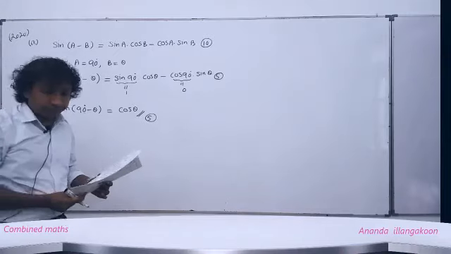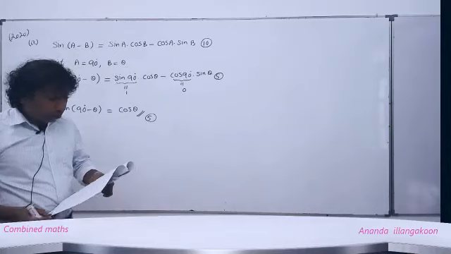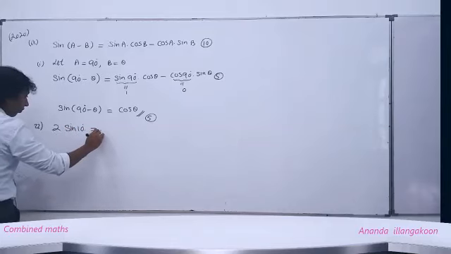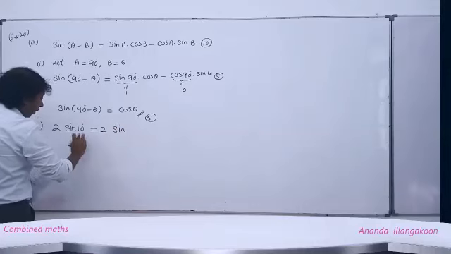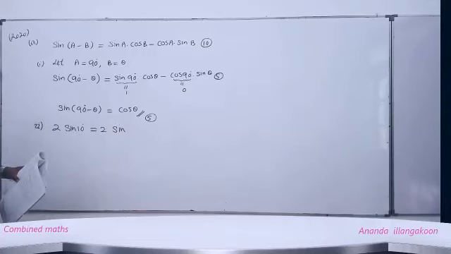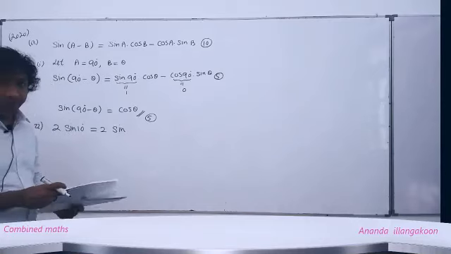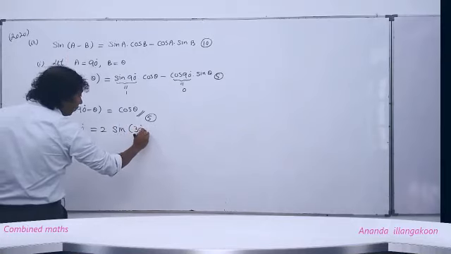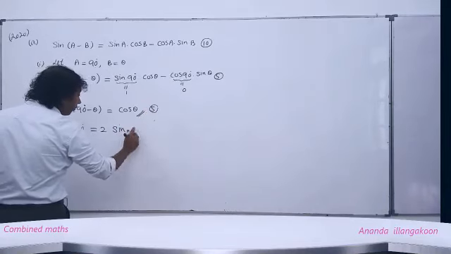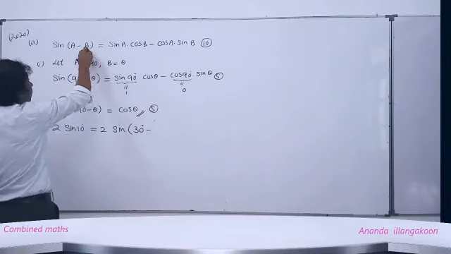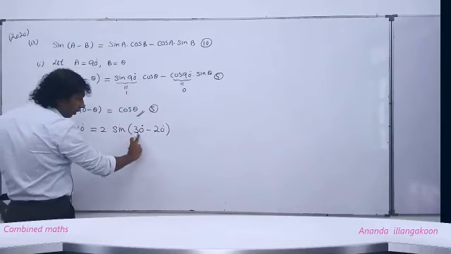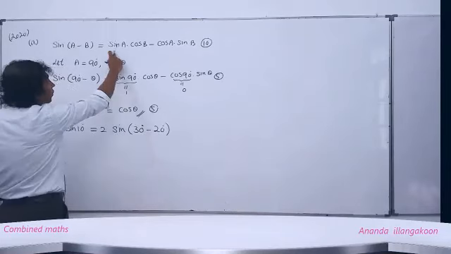Second part, people. Two sine 10. This sine 10 you can write, people, by writing this A as 30 and B as 20. For this A I put 30, for this B I put 20. Then again, we expand this, people, the sine A minus B. This way you can expand that.